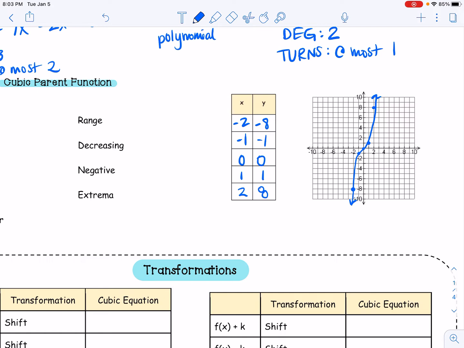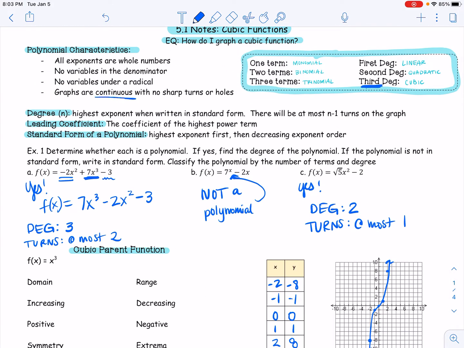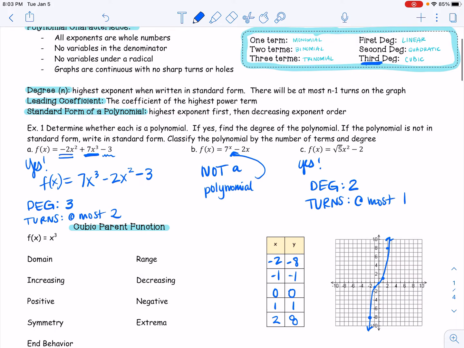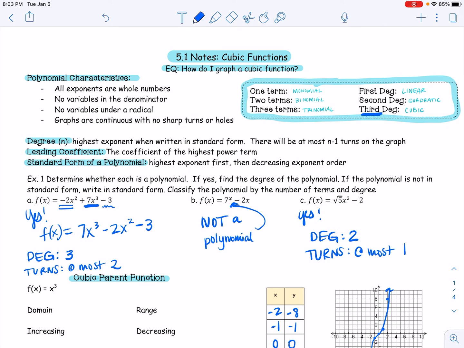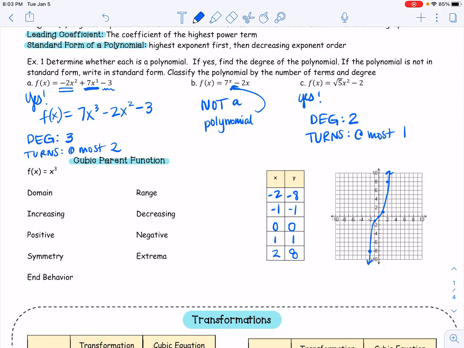this continuous curve. Notice the word I just used, continuous. There are no sharp turns or holes. So is this a polynomial? Yes, absolutely. It has a whole number exponent. There's no variables in the denominator. There's no variables underneath a radical. The graph is continuous with no sharp turns or holes. Okay, so very smooth and gradual kind of continuous shape for the cubic parent function.